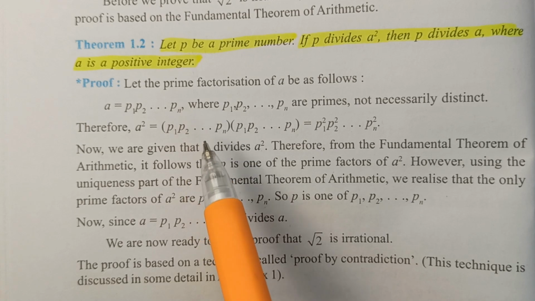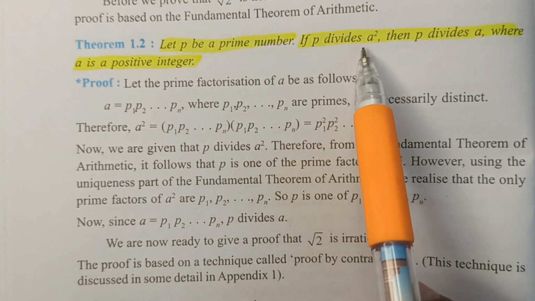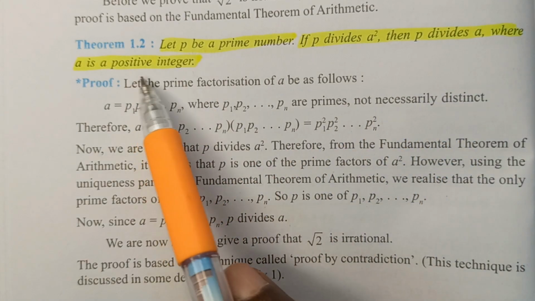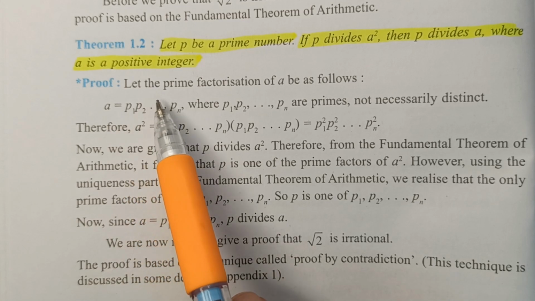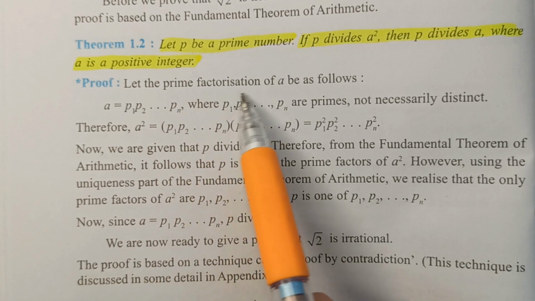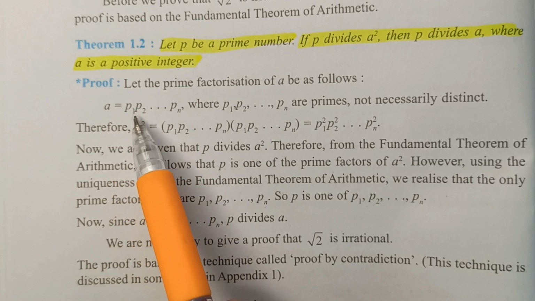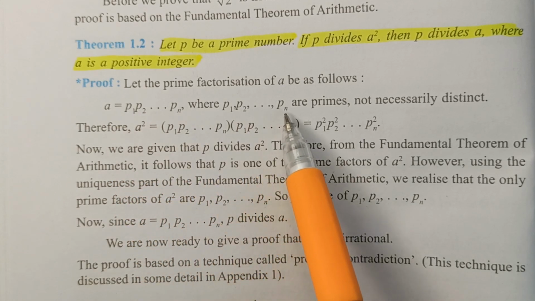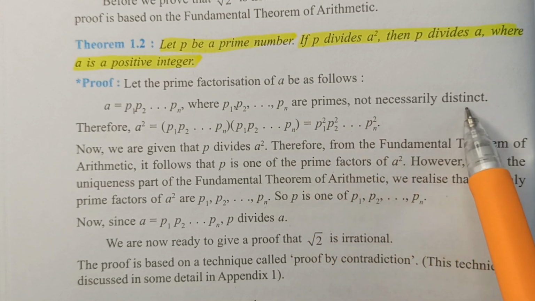Let us see the theorem. Let p be a prime number. If p divides a square, then p divides a, where a is a positive integer. So how are they going to prove it? Let's consider the prime factorization of a as follows: a equal to p1, p2, etc. up to pn, where p1, p2, etc. up to pn are prime numbers, not necessarily distinct.